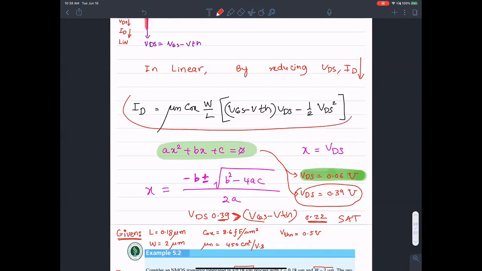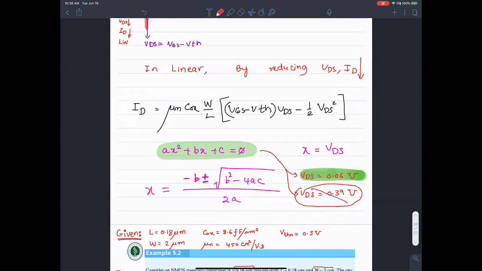But look what our assumption was. We wanted to operate in linear region, but 0.39 results in a saturation region. So it doesn't work for us. Okay, so the only solution is VDS equals 0.06 volts. That implies a linear region with ID of 50 microamperes. Make sense? Questions?